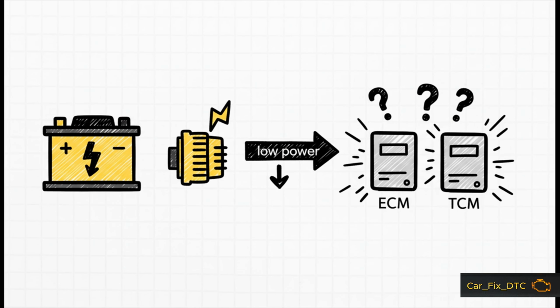But here's a fantastic pro tip before you assume the absolute worst. All these computer modules, they need clean, stable power to work right. A weak battery or a failing alternator that's not putting out the right voltage can make these modules act all kinds of crazy and throw false codes. So always check the health of your electrical system.